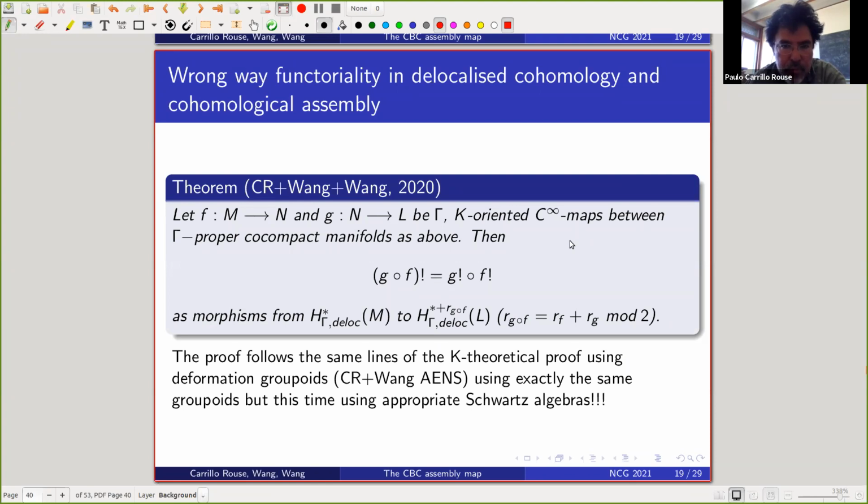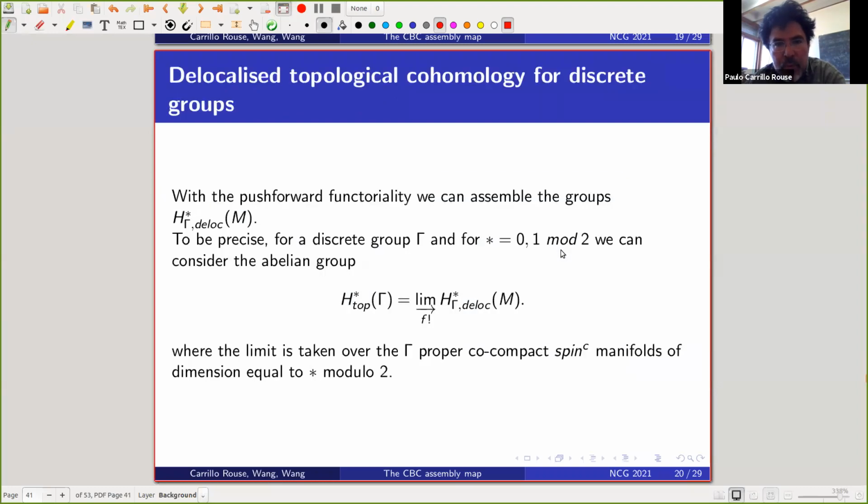Then you have these push forward maps in delocalized cohomology. And well, one of the first things you can do with this functoriality is to assemble this. What I mean by assemble is to construct the group that you can get from these push forward maps. So for example, you can take now the group. This is a group that will only depend on the group gamma. So this group I am putting here only depends on gamma.